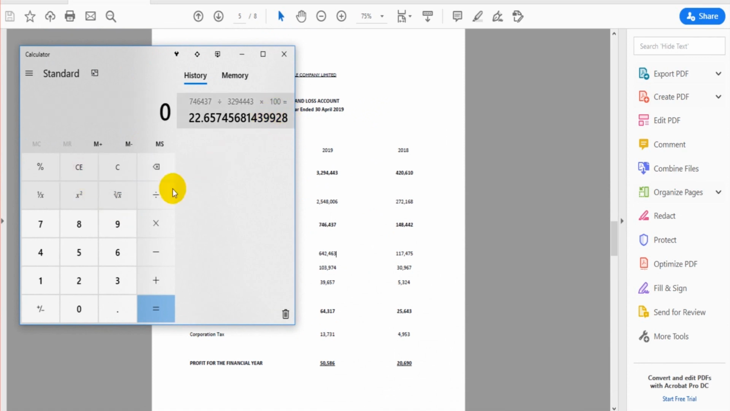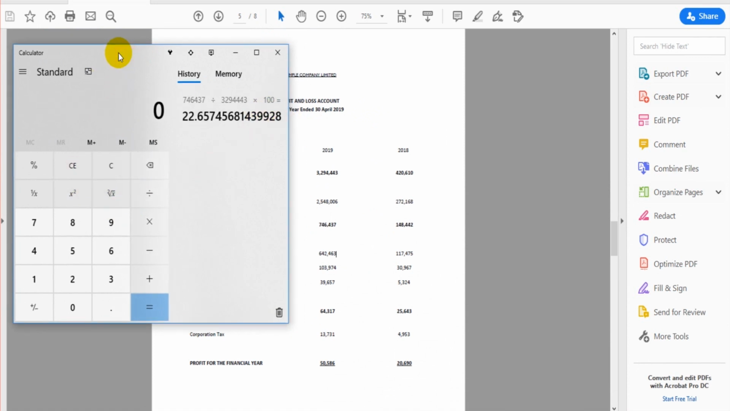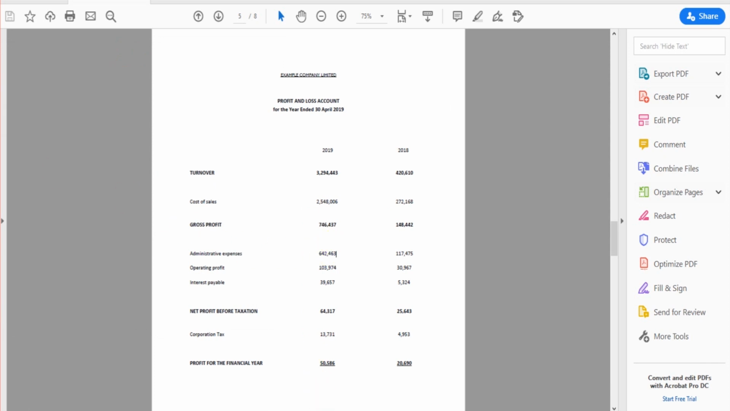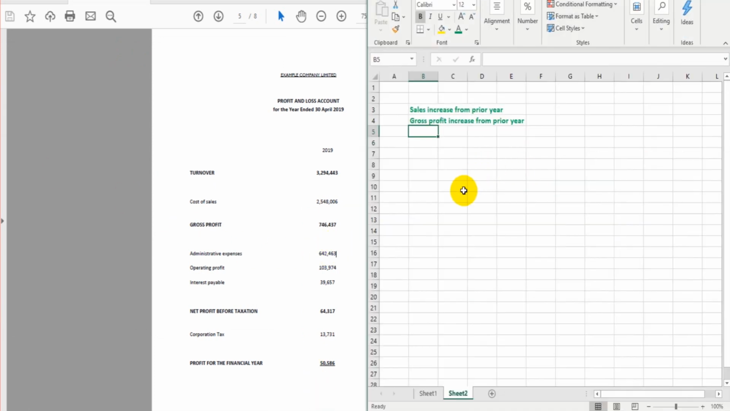Okay, let's look at the same. If we clear this, then it'll show to the right here still. So for 2018, we had 148,442 gross profit divided by the sales times by 100. So for 2018 we actually had 35.29%. So that's quite a big difference, isn't it? So we got 35.29 minus 22.657. There's actually about 12.6% difference.